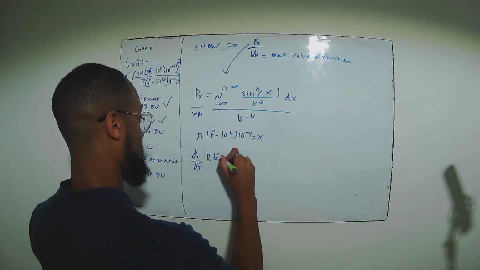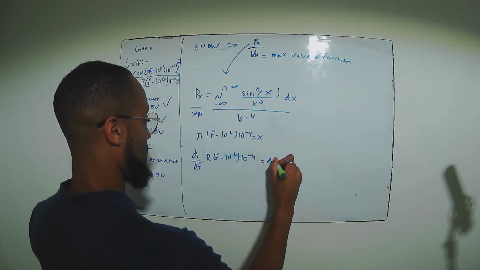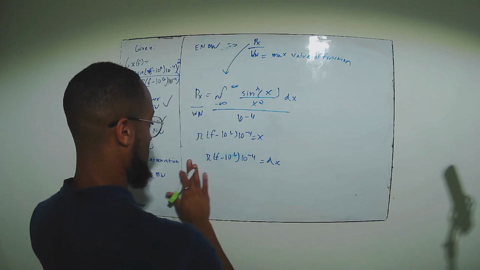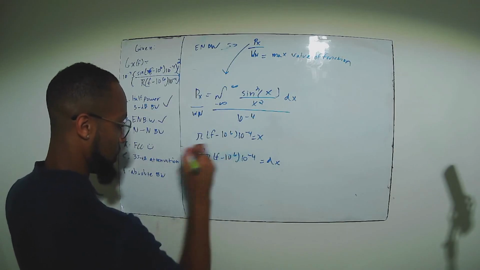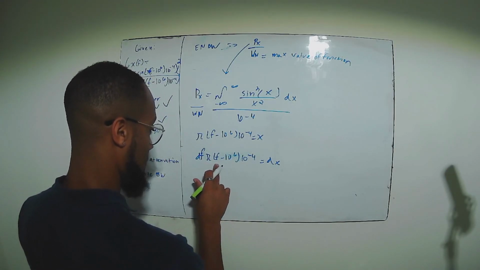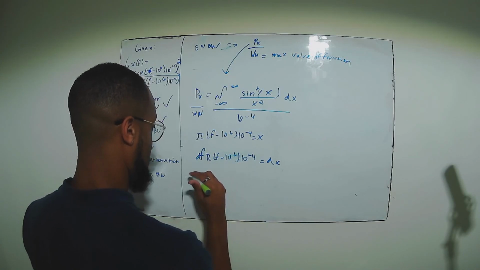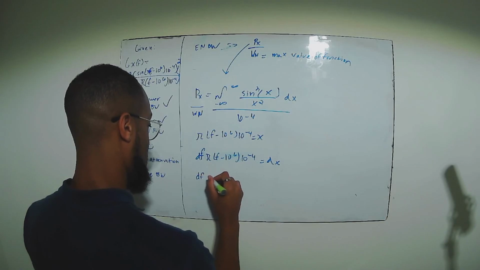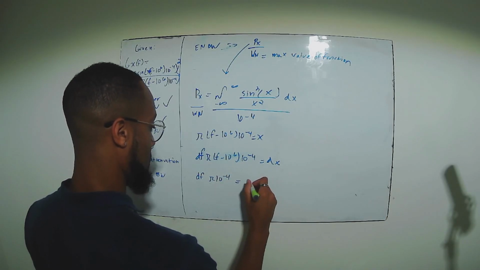When I'm doing a basic change of variables here, on this side we're going to get dx, and on this side we're going to get df, so we take the derivative. The derivative of this side is going to give me pi times f times 10 to the minus 4. Taking it with respect to f gives pi 10 to the minus 4, so you get df pi 10 to the minus 4. And on this side, you just get dx.